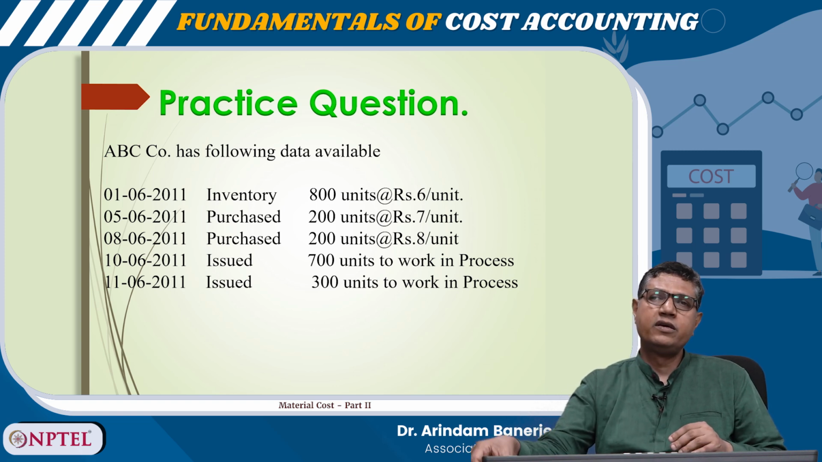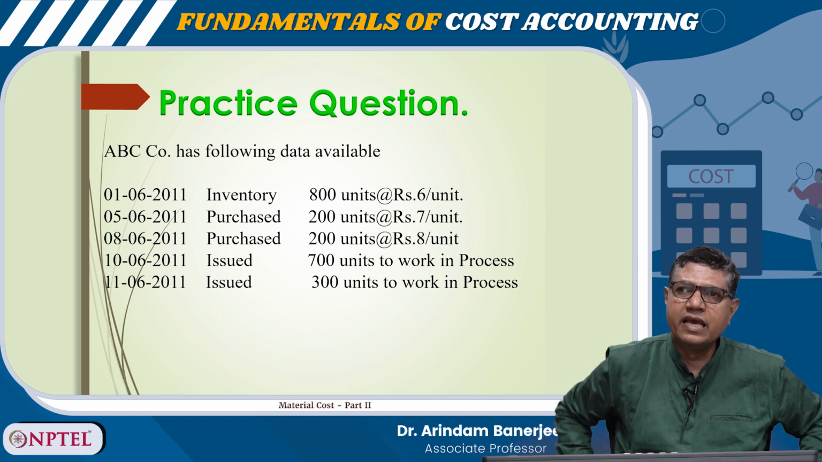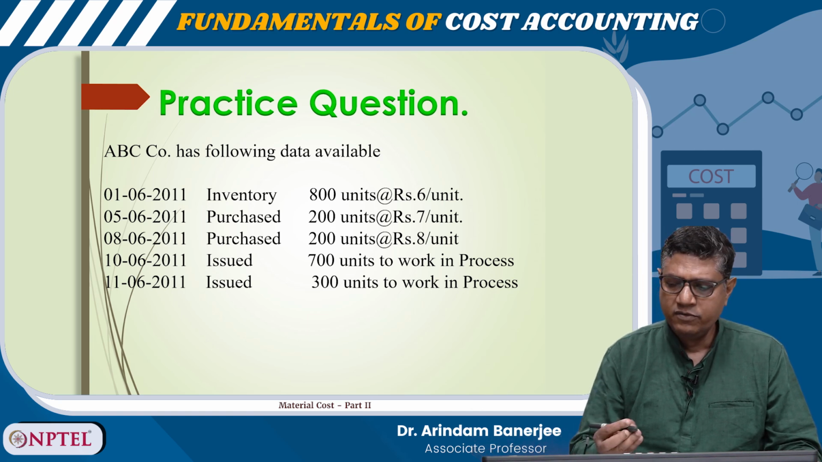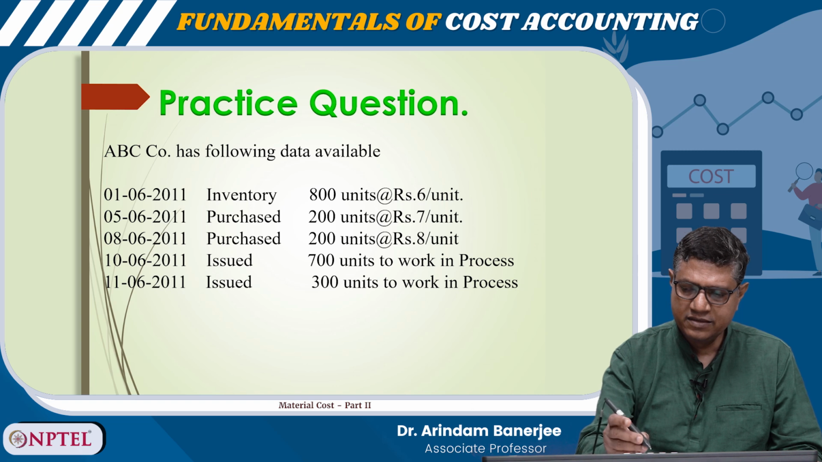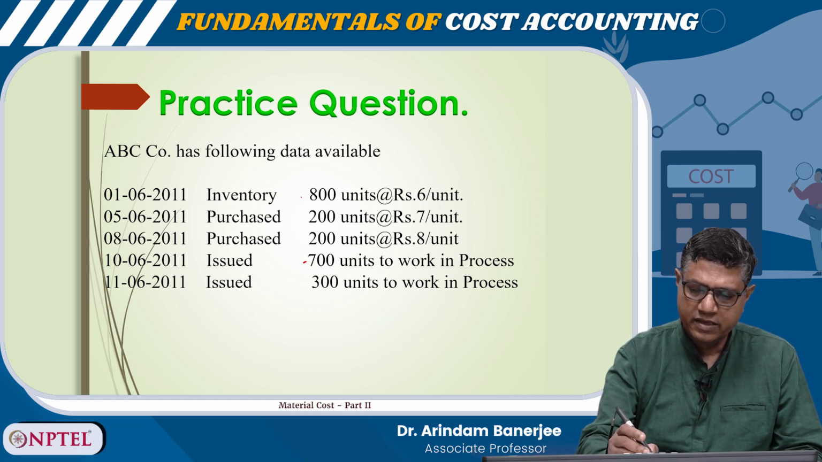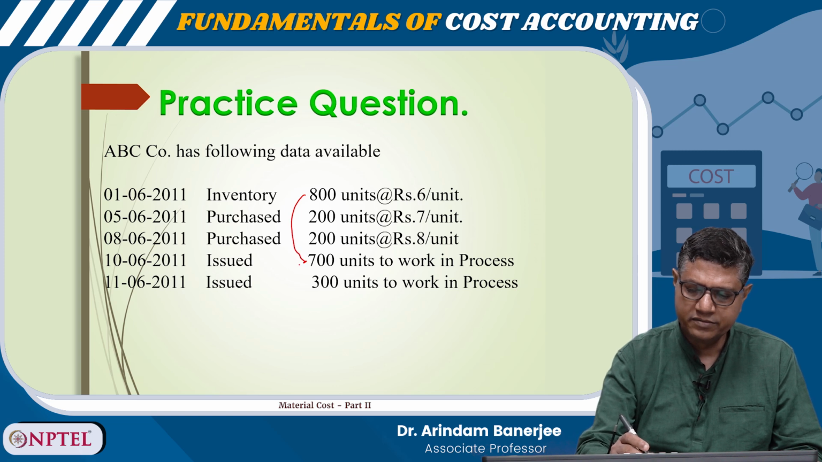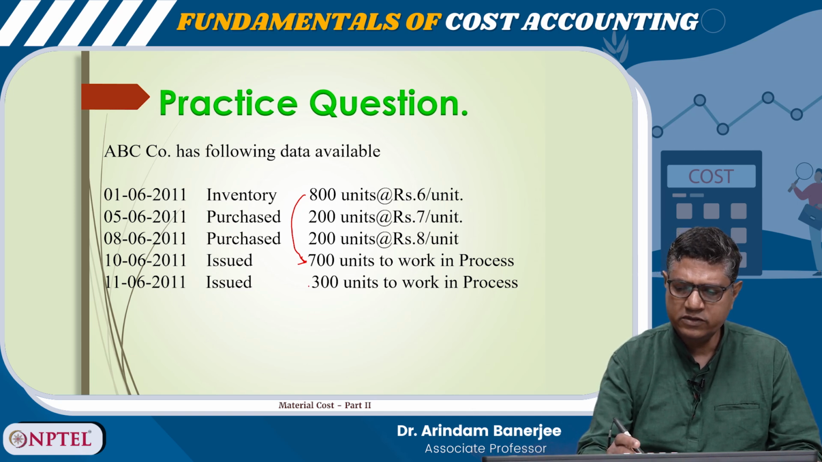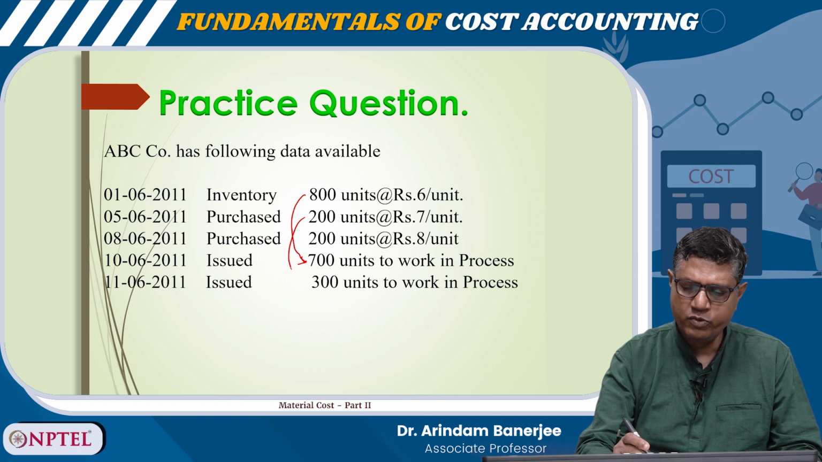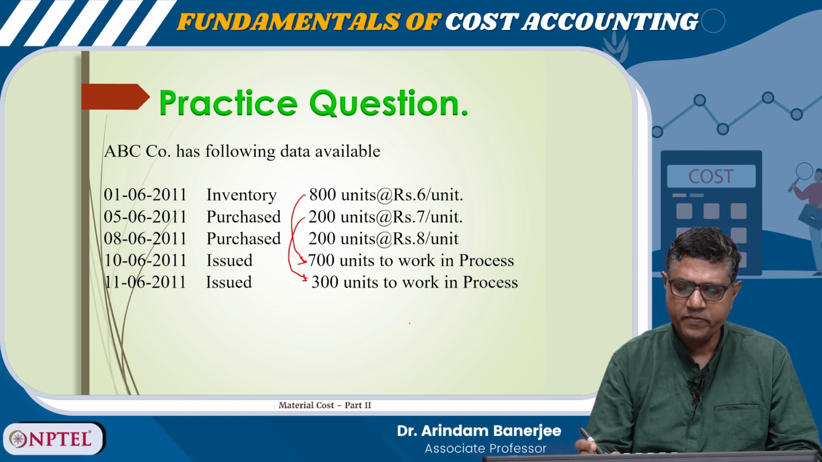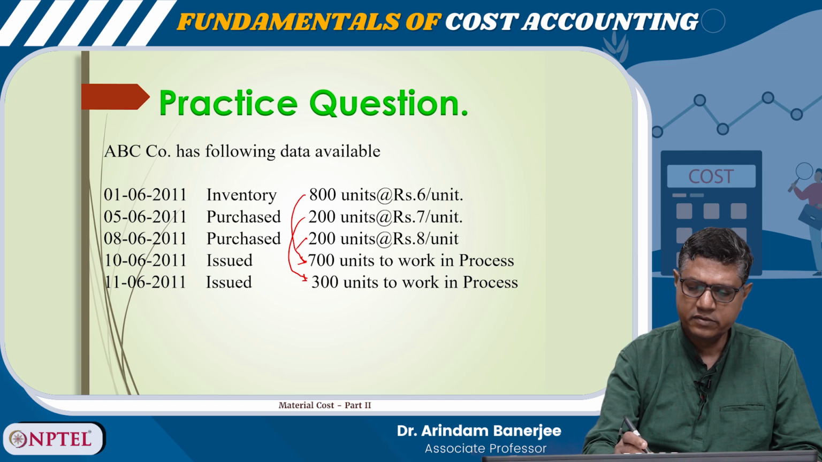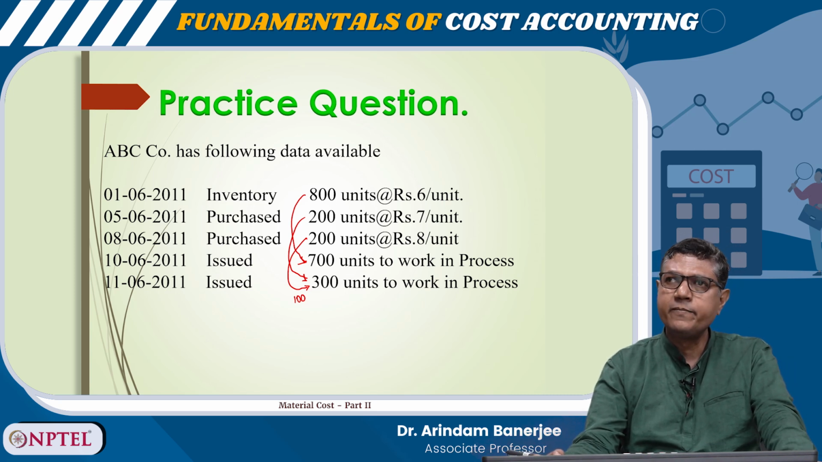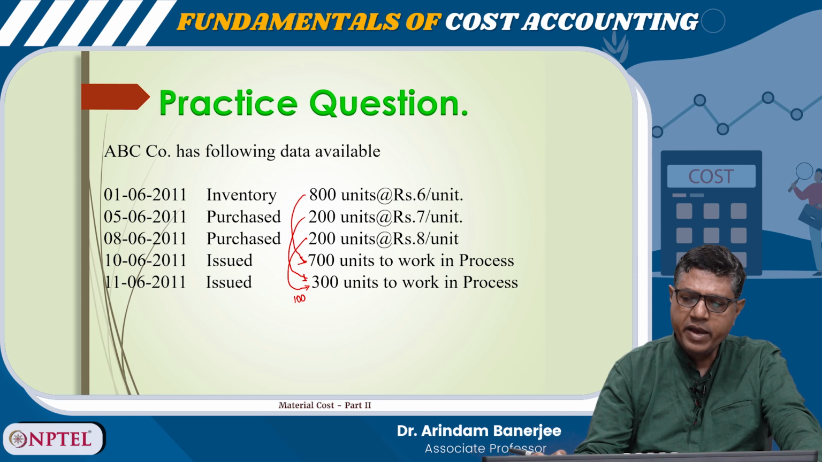Now, under FIFO, if we follow first in, first out, in this case, what we will assume is that this 700 is going out from here, first in, first out, right? Then this 300, first 200 is going from here, right? And another 100 is going out from here, another 100, right?